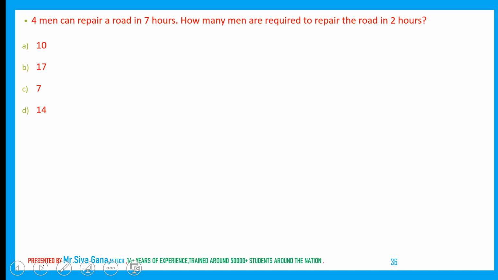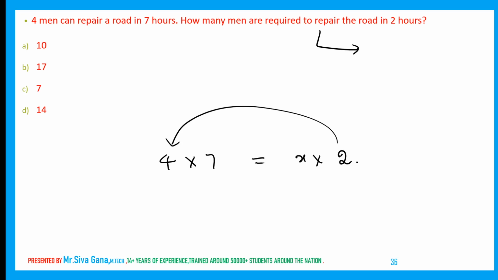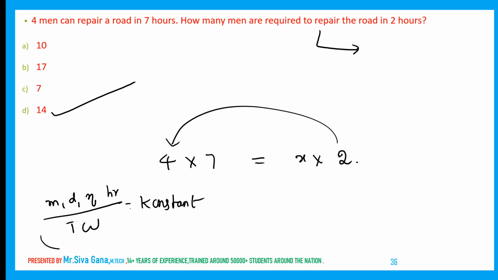Next question, one of the premier model questions in time and work. 4 men can repair a road in 7 hours, then how many men can repair the same road in 2 hours? The concept is men into days into efficiency into number of hours divided by total work is always a constant. Based on this, the question has been given.